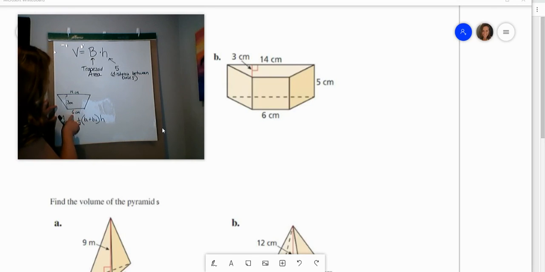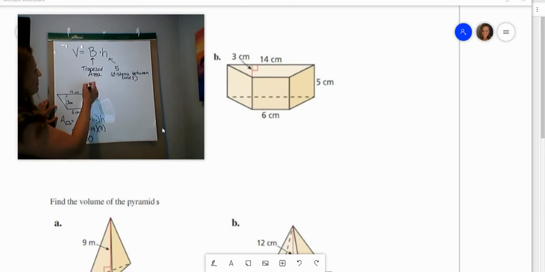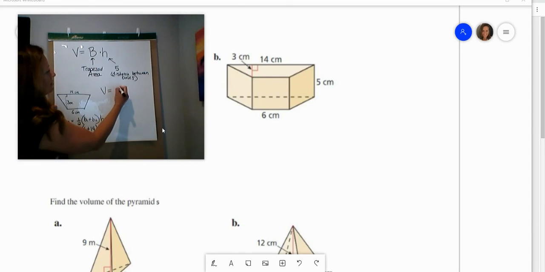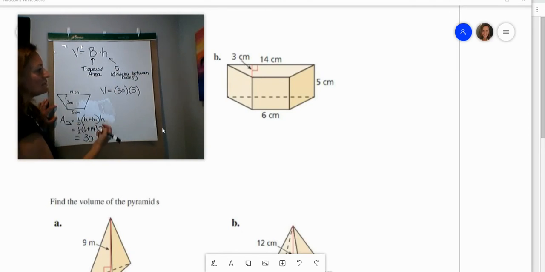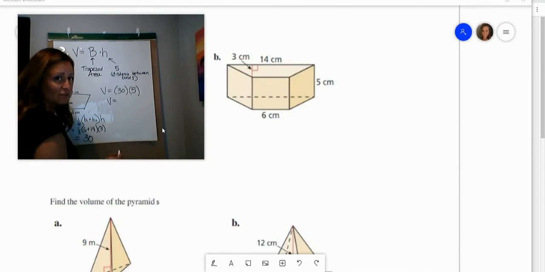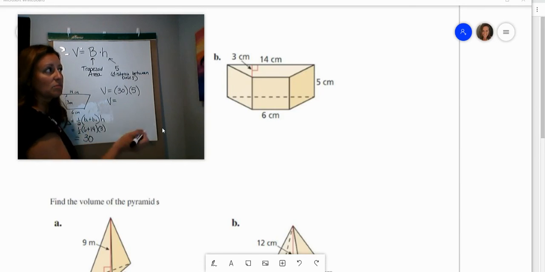So 6 plus 14 is the sum of the bases. The height is 3. So we have 20. Half of that is 10, times 3 is 30. So 30 is the capital B in this volume formula. And 5 is the distance between the bases. So the volume of this trapezoidal prism is 150 centimeters cubed.